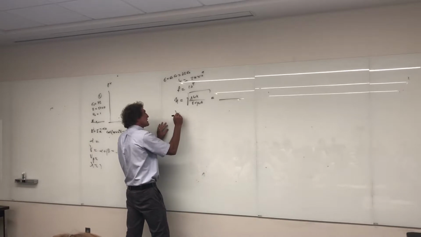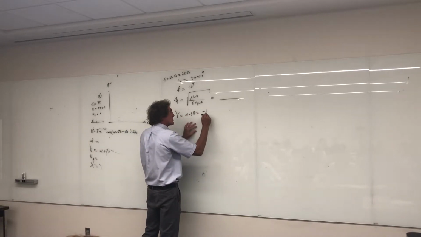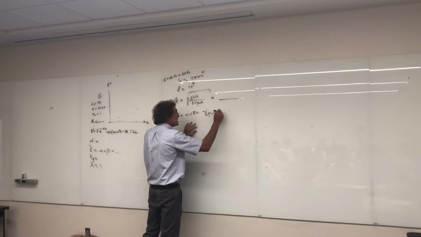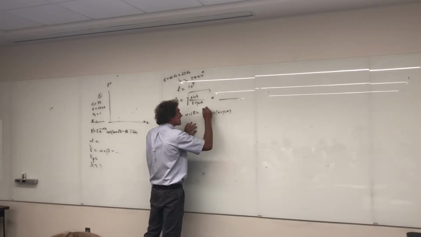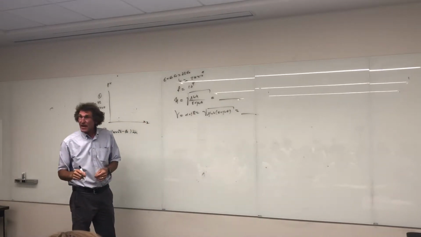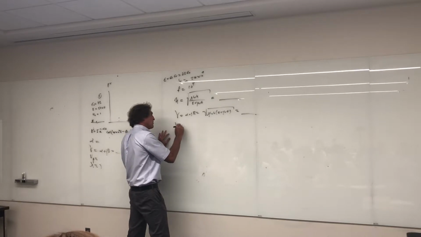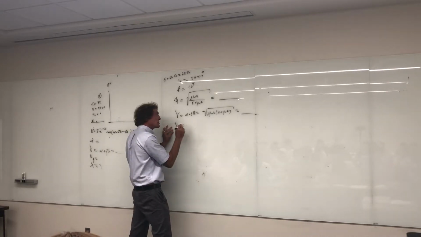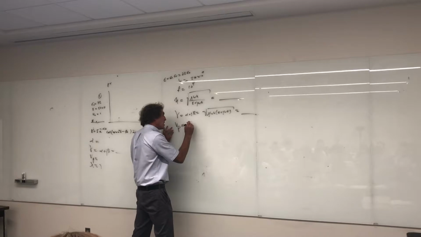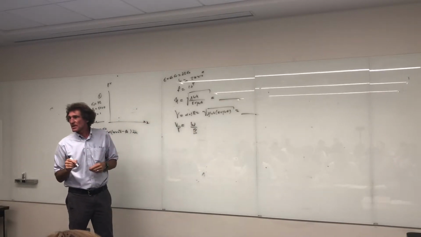Second thing we need is gamma, which is alpha plus j beta. Gamma is equal to the square root of j omega mu times sigma plus j omega epsilon. After that, we need phase velocity. Phase velocity will always be equal to omega divided by beta.